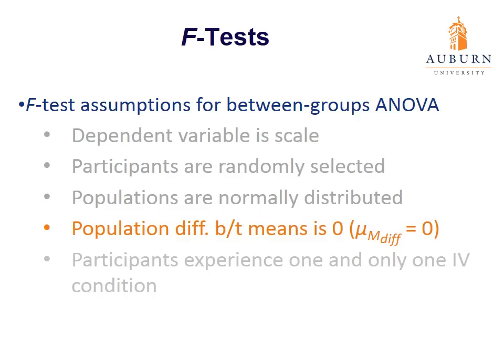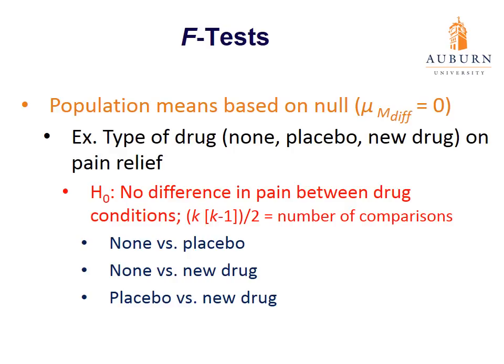So let's talk about the fourth assumption. The population difference between the means should be 0. Now, just like an independent sample t-test, this assumption is based on the null hypothesis. So let's use our example of type of drug and its effect on pain. And so we have three conditions. We have the none condition, where our participants don't receive any type of medication. They don't receive any placebo. They just come in. We measure the amount of pain they have.